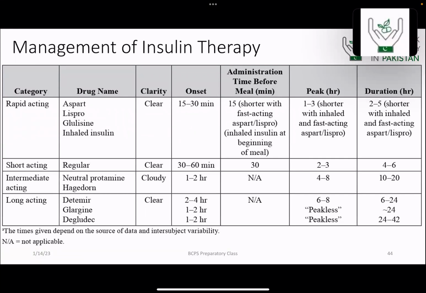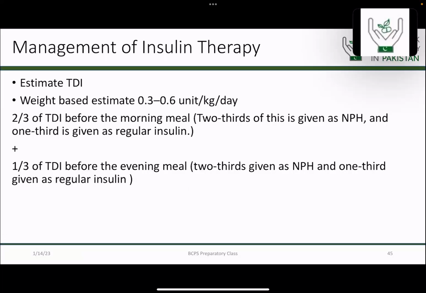So in management of insulin therapy, which is required in almost all cases of type 1 diabetes, and in some cases of type 2 diabetes as well, you should be aware of the categories of insulin. So इस table को रटा लगा लें, ठीक है, which insulins are rapid acting, which are short acting, which are intermediate acting, and which are long acting. So this is very important. I will not repeat this. You can see it in the workbook.